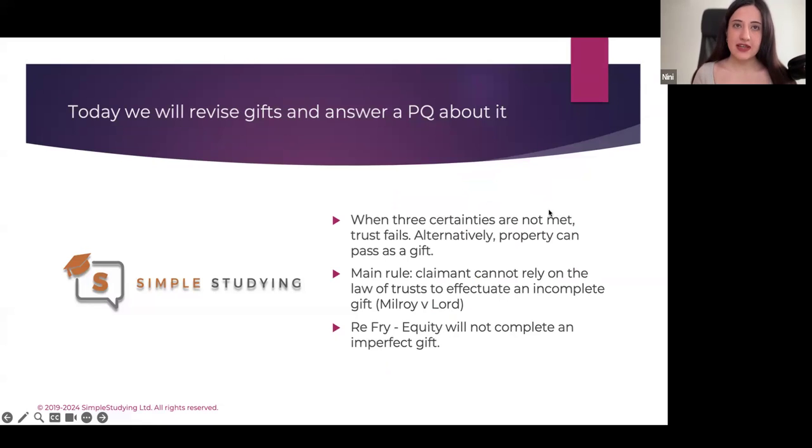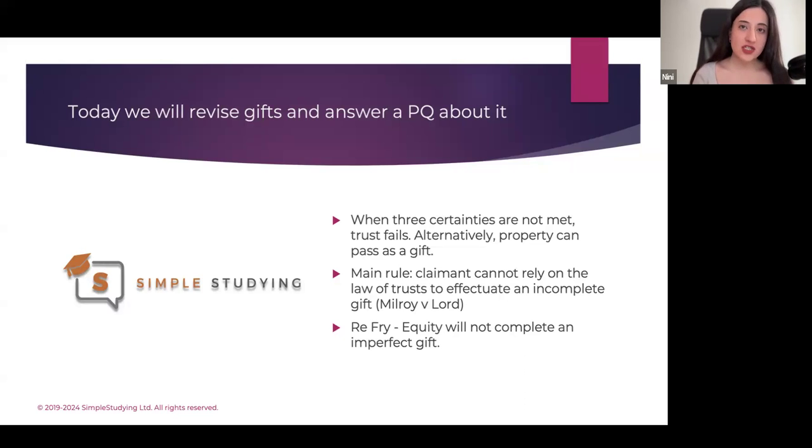Today we will revise gifts and we will practice answering a problem question about it. When the three certainties are not met, trust fails. As you know, there are three certainties for a trust: certainty of intention, certainty of object, and certainty of subject matter. If any of these three certainties are not met, the trust fails.